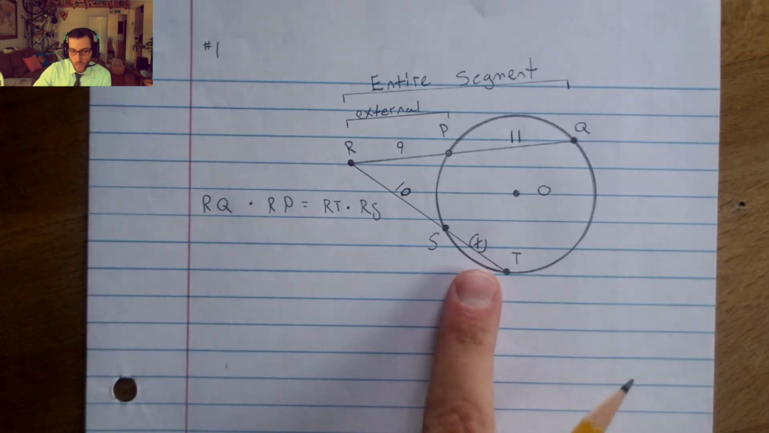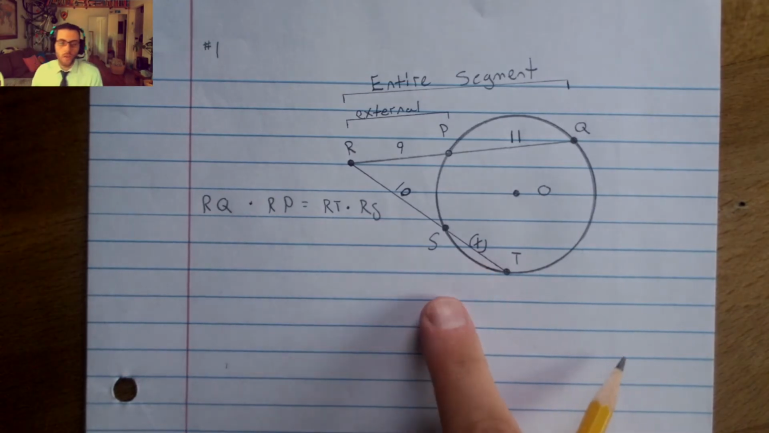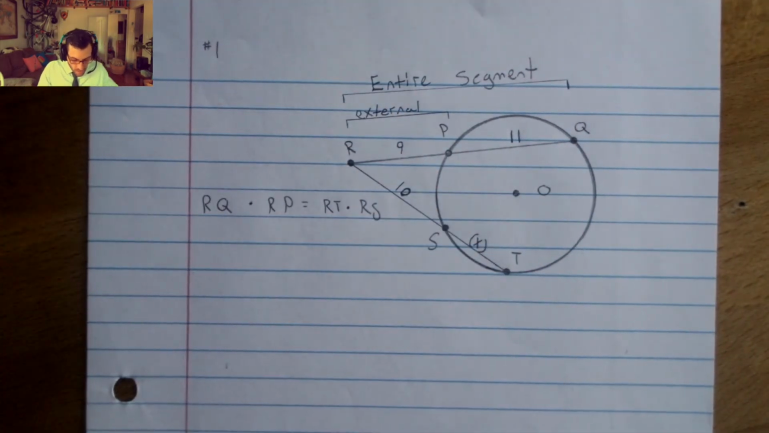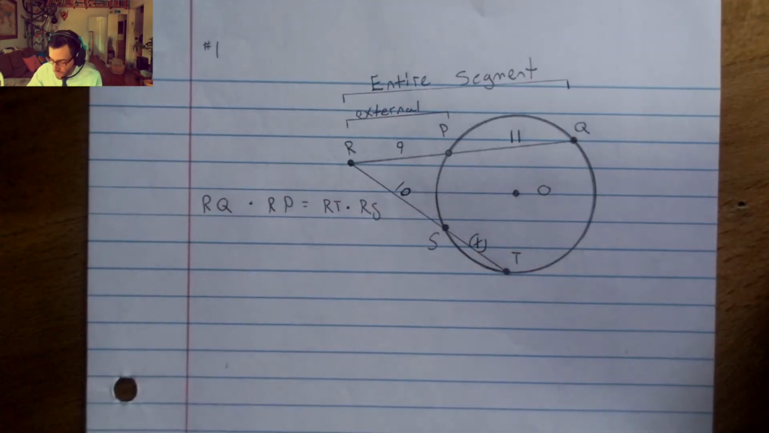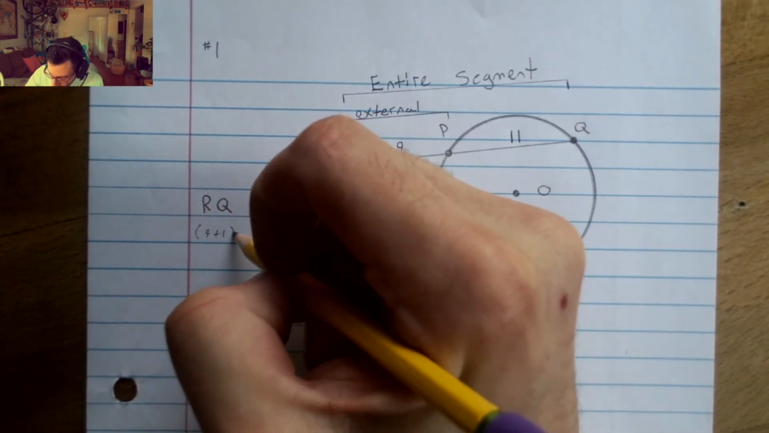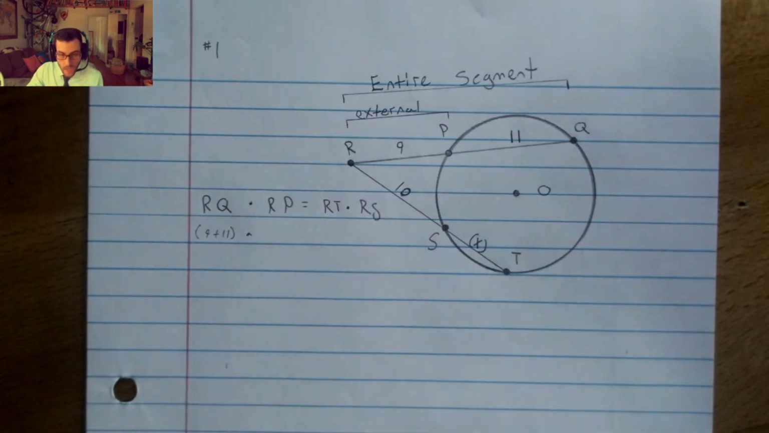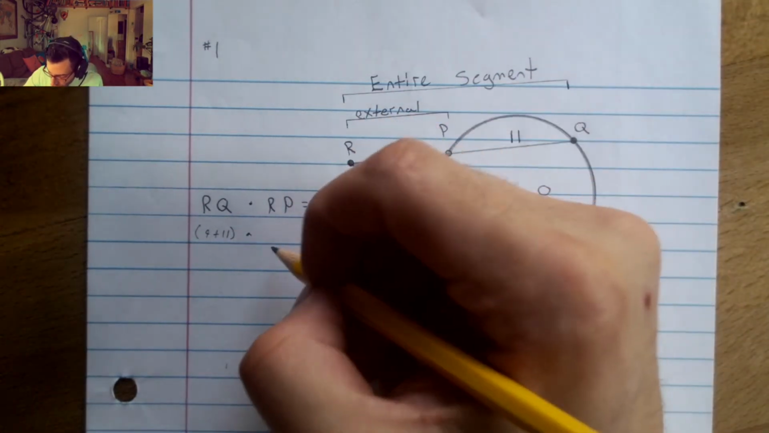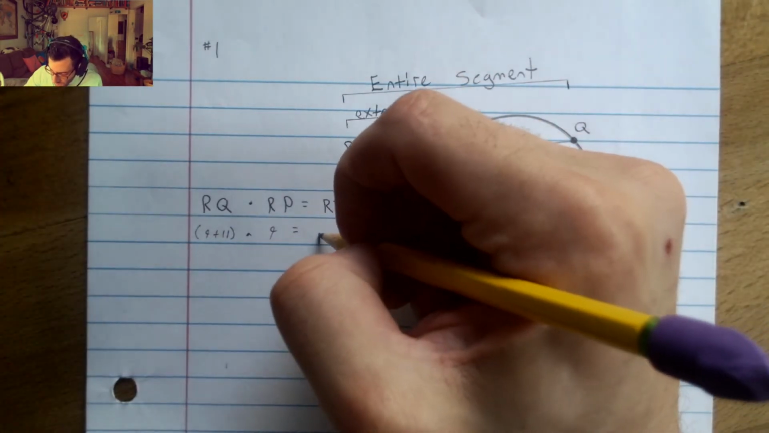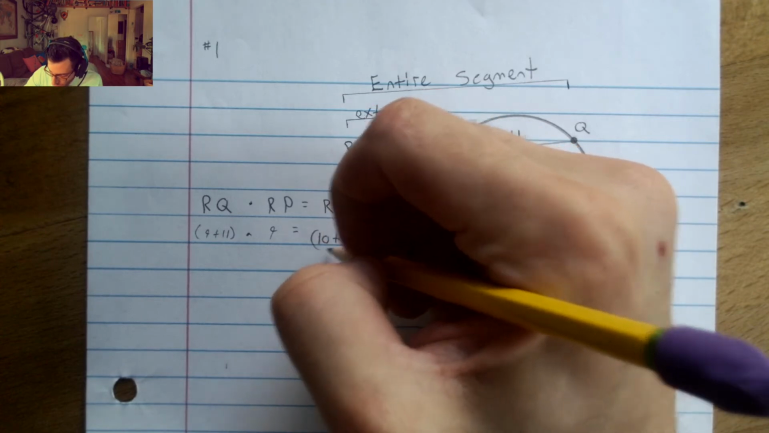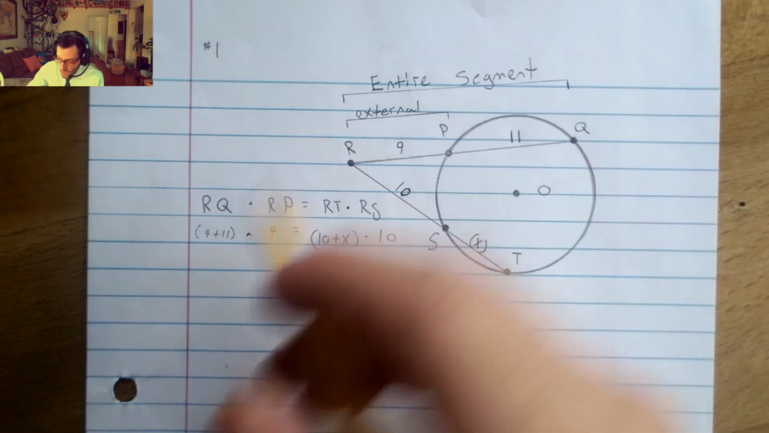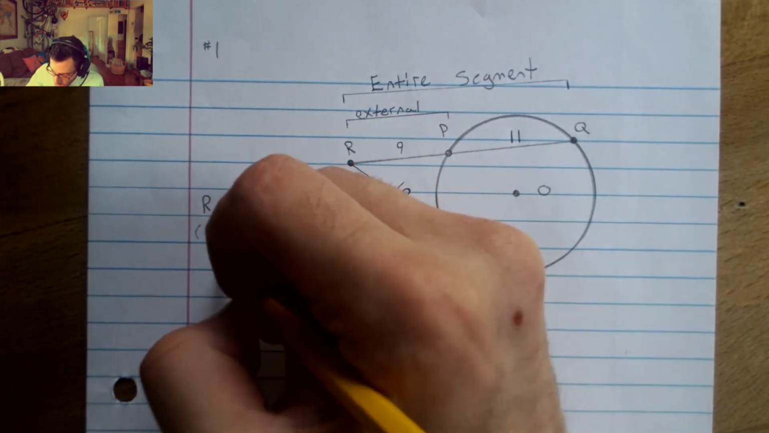What you'll notice in our diagram is that at ST we have an unknown value. We have our X value. So we have to take that in consideration in our equation that's here. So we can just start to fill in our values. RQ we're going to say is 9 plus 11 in parentheses, times our external value of 9, equal to RT, which we're going to quantify as 10 plus X in parentheses, times our external value of 10. 9 plus 11 is 20.